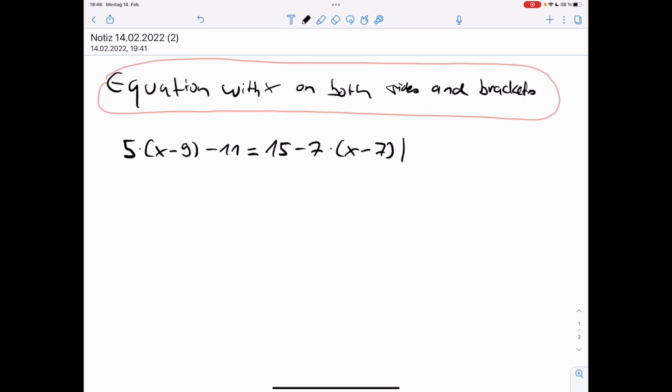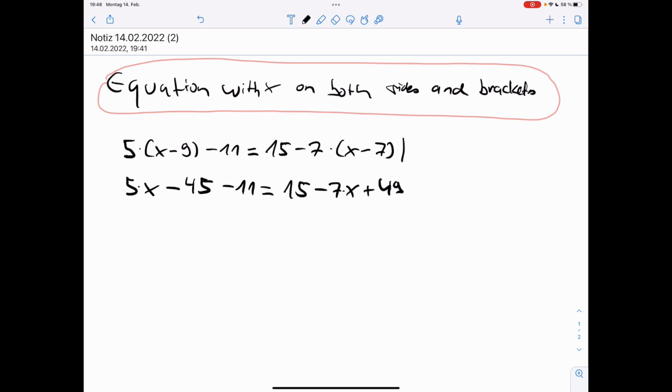Okay, what is our result? 5 times x and then minus 45. Minus 11. And now on the other side, we multiply minus 7 with x and minus 7 with minus 7. So this gives us 7 times x plus 49.